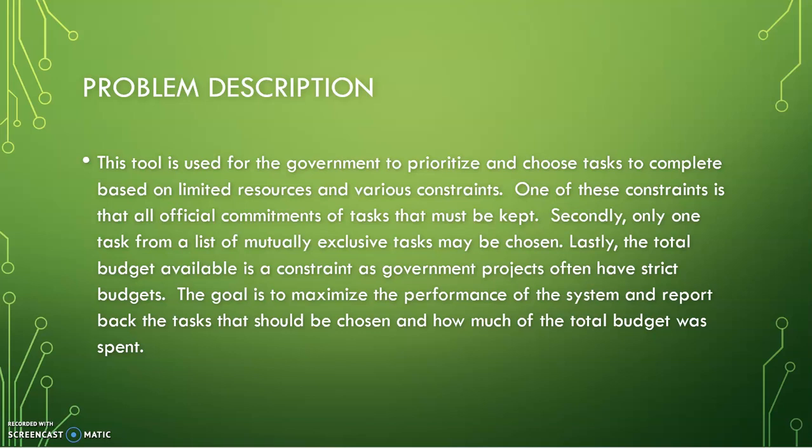So the problem description is that this is a tool used for the government to prioritize and to choose tasks to complete based on limited resources and various constraints. One of these constraints is that all official commitments of tasks must be kept. Secondly, only one task from a list of mutually exclusive tasks may be chosen. Lastly, the total budget available is a constraint, as government projects often have strict budgets. The goal is to maximize the performance of the system and report back the tasks that should be chosen and how much of the total budget was spent.